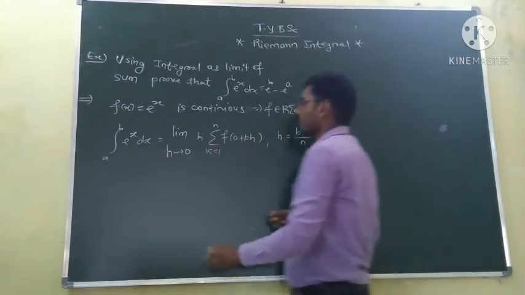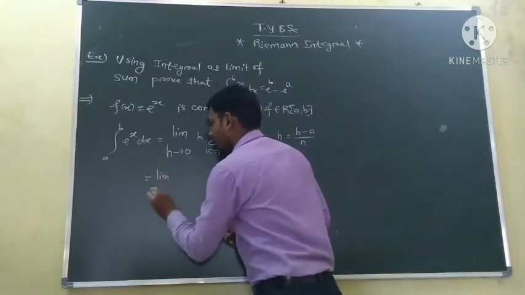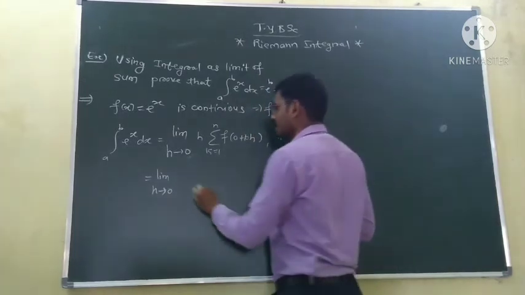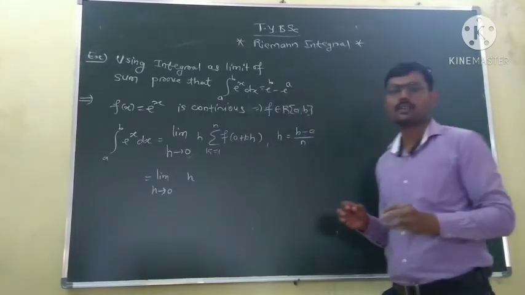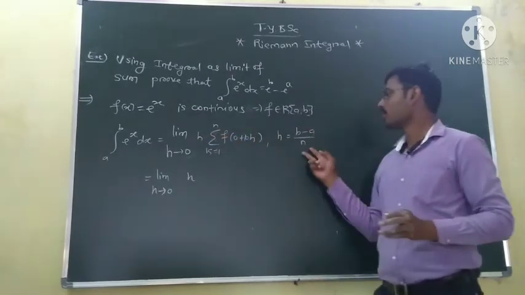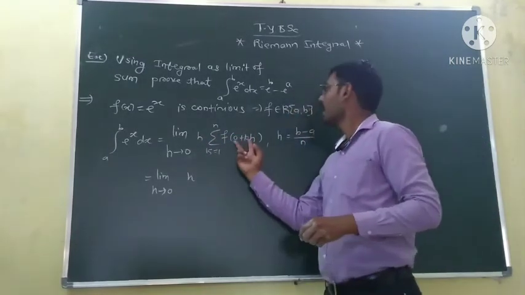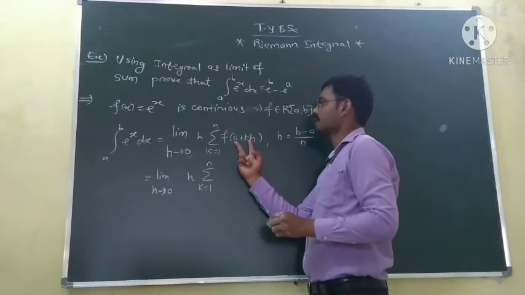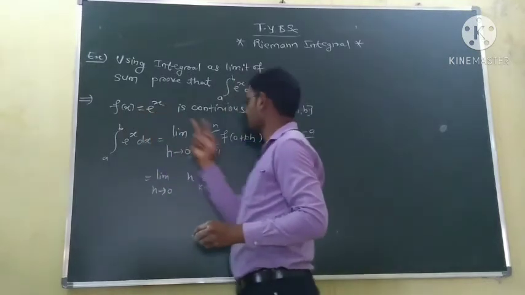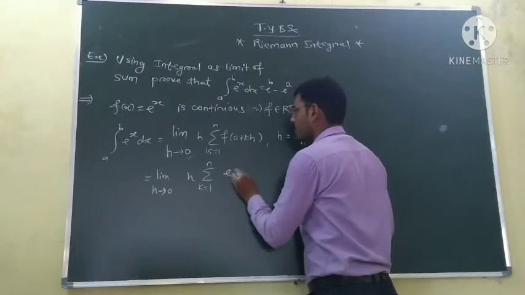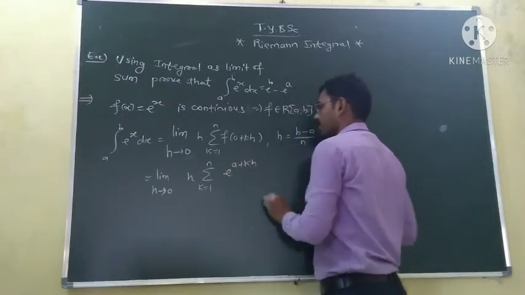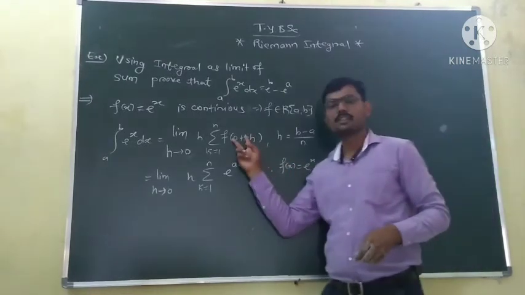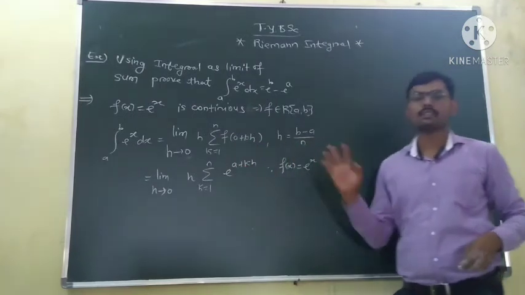Okay, now this is equal to limit h tends to 0, h as it is. Here we don't need to replace h as b minus a upon n, because we are directly solving in terms of h, and summation k is equal to 1 to n f of a plus kh. f of x is equal to e raised to power x. So f of a plus kh will be equal to e raised to power a plus kh. Okay.